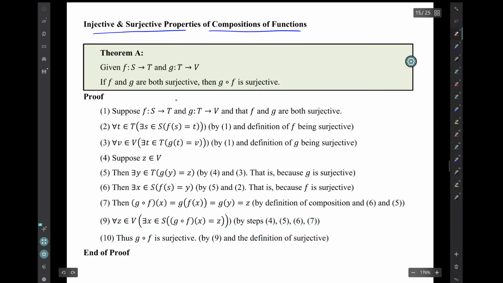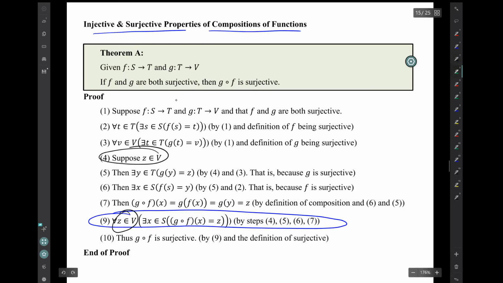Now, let's think more about the proof structure. How do we prove this? Well, to prove that, we have to introduce a random element of set V and prove that there exists an x that satisfies this property. So these steps here are in there to prove this statement.